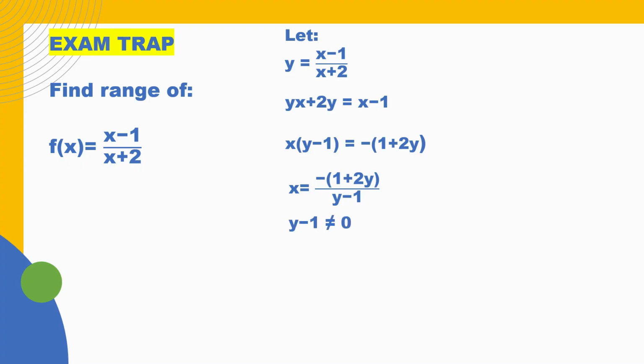Here, the denominator can never be 0, so y cannot be equal to 1. That means the function can get close to 1 but never actually reach it. So, every real value is possible except 1. Therefore, the range is all real numbers except 1.